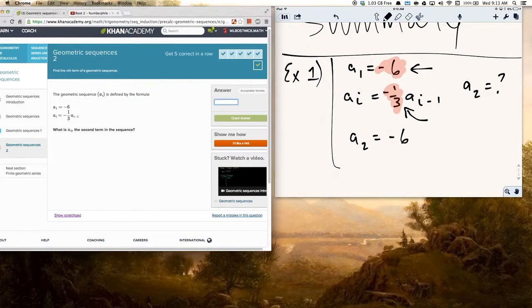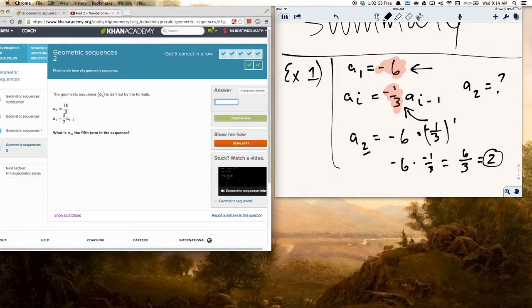This bit right here tells me that I'm multiplying by negative 1/3. And then I ask the question, how many times do I need to multiply by negative 1/3 in order to get to a sub 2? I need to go one less than the number of the term of the sequence. So since I'm going to the second term, I just need to raise this to the first power. Negative 1/3 to the first power is just negative 1/3. Anything to the first power is itself. And so now I just multiply. Negative 6 times negative 1 is positive 6 over 3. 6 over 3 is 2, and so 2 should be my solution.